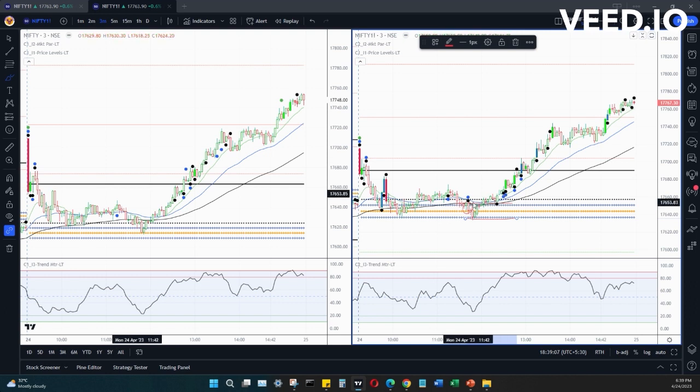If this candle's high is broken, that is where we take a long trade. We get the call options, and we trail this trade. As long as the price is above the green moving average and the trend meter reaches the red zone, we will hold on to the trade and take profits.